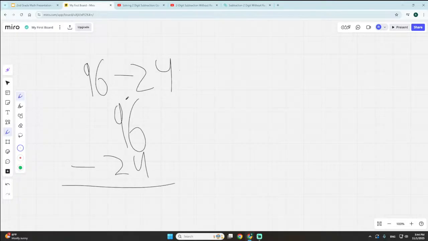In the ones place of 96, we have a 6. In the ones place of 24, we have a 4. 6 minus 4 is 2. In the tens place of 96, we have a 9, because 96 equals 90 plus 6. 24 equals 20 plus 4. So 9 minus 2 is 7. So we get 72.